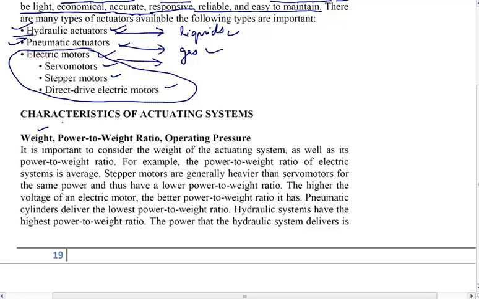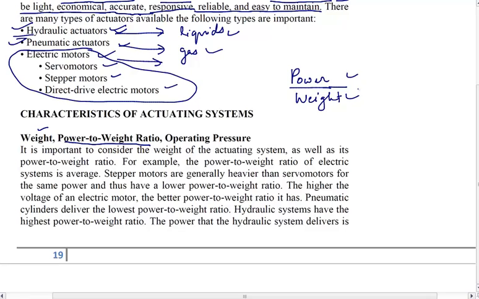Other than weight, we are interested in the power to weight ratio. What is the power to weight ratio? Weight and power are a trade-off. Obviously, if you use more components, you will have higher power, but then the weight has increased. So if we take the ratio of power and weight, and find that a system has a good power to weight ratio, then that can be used for certain applications.